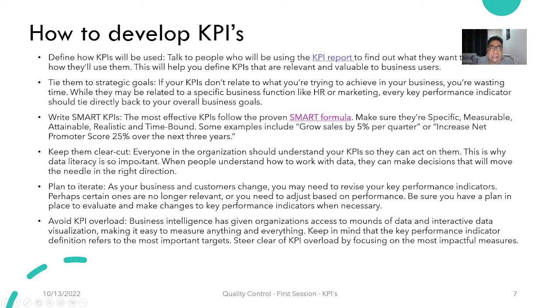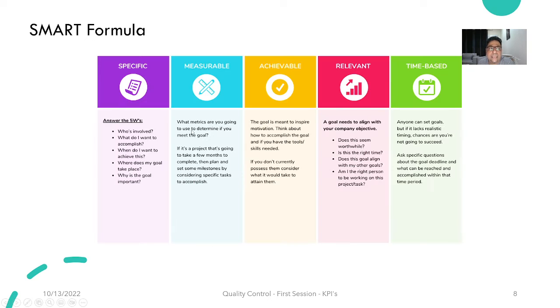Also, if you want to write SMART KPIs, what does SMART stand for? SMART is a type of analysis that we use to see where we are, what we are doing, and what our performance and achievable goals are. SMART stands for specific, measurable, achievable, relevant, and T stands for time based.